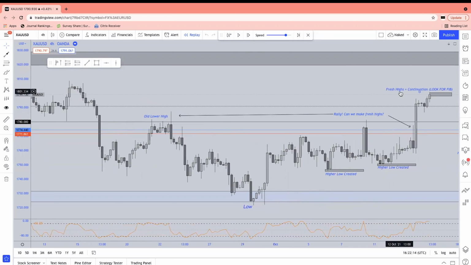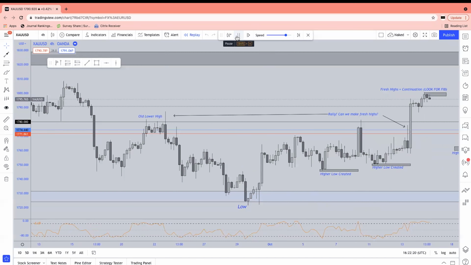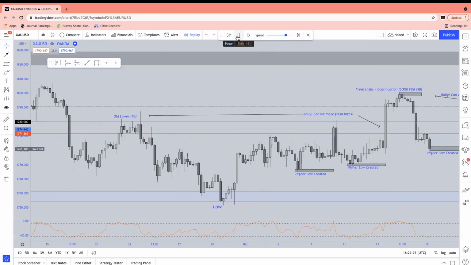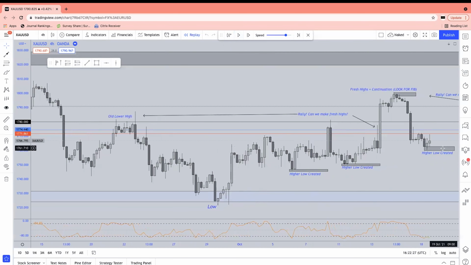We got fresh highs right here. That means we're going to look for a fib, because this is a continuation type structure. So, boom, we start pulling back. I'm not drawing this up saying that I knew that price was going to come exactly right here. All that I'm saying is that this is what I was looking for and this is where it happened.